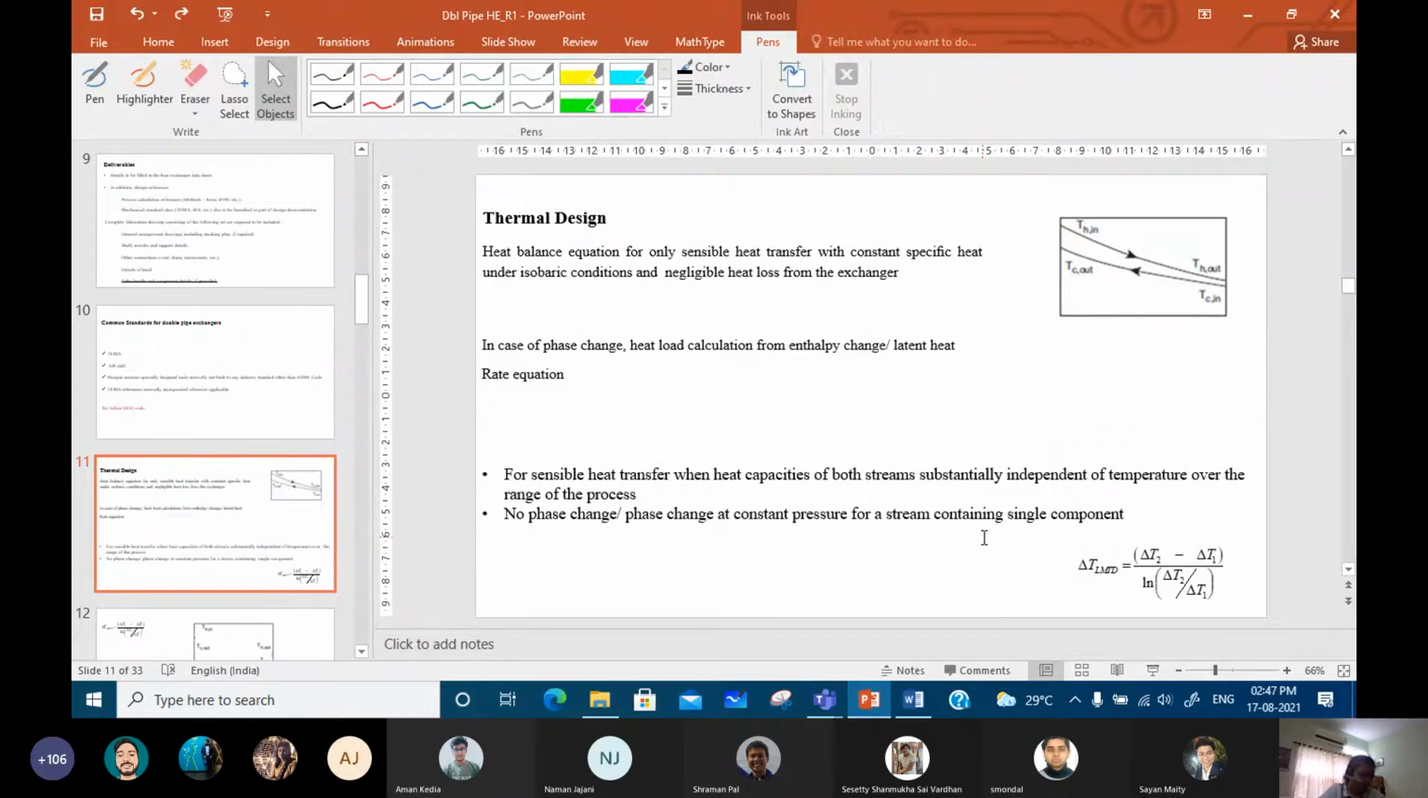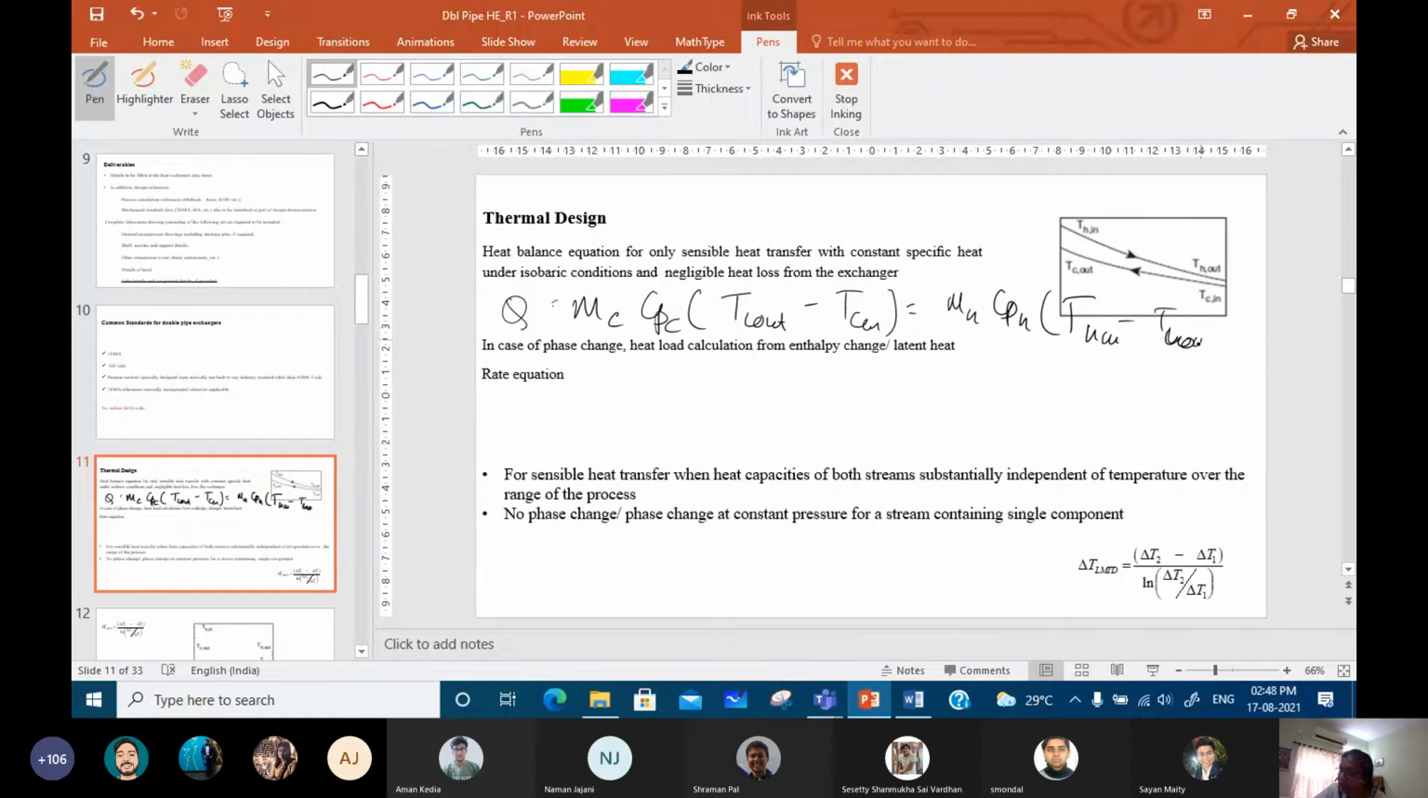So the design part, the heat balance equation, you already know; in this particular case, there's no point in writing it down. It is just the heat balance of the cold fluid, m_c Cp_c into (Tc out minus Tc in), equal to m_h Cp_h into (Th in minus Th out). Fine. So remember one thing, we keep on writing this particular equation, but this equation assumes something.